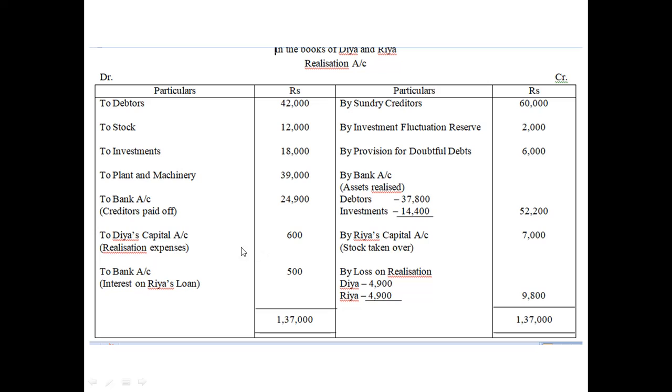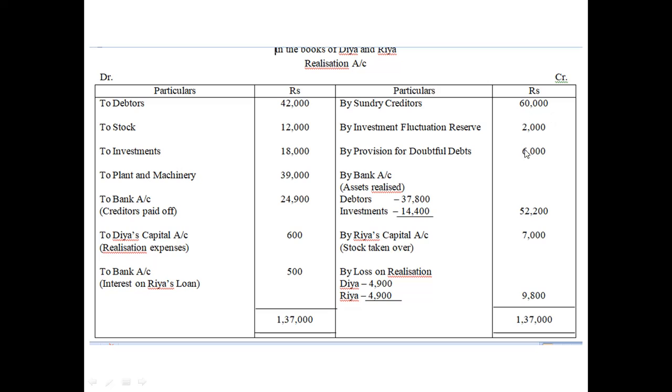So debtors, they are realized. Stock, it is taken over by Ria. Investments, we are realizing. Plant and machinery, they were used for the payment of sundry creditors, and sundry creditors we have already paid here. And we don't have to make any payment for this IFR and this provision for doubtful debts, because it is a liability which is created internally. So we don't have to make the payment for the same.